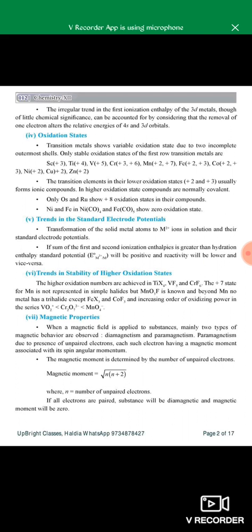Trends in standard electrode potential. The transformation of solid metal atoms to M2+ ions in solution and their standard electrode potential: if the sum of the first and second ionization enthalpies is greater than the hydration enthalpy, the standard potential will be positive and the reactivity will be lower, and vice versa.